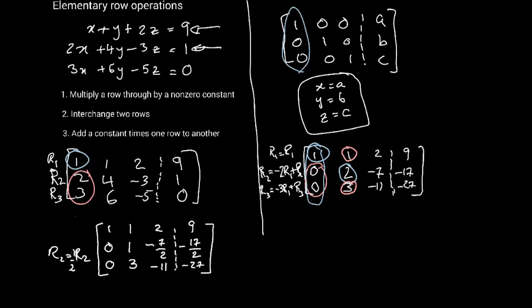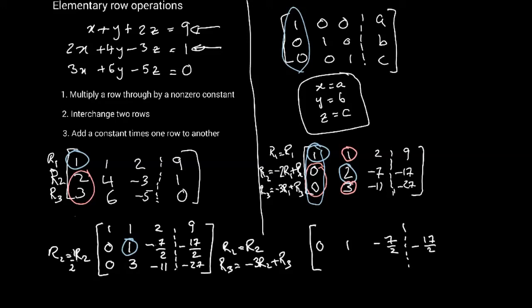So what we want to do is, this is our pivot element here, and we want to get rid of the number above and below. So we'll start with the number below it. That means row 2 will remain as row 2, so row 2 equals row 2. And row 3 equals minus 3 row 2 plus row 3. So let's do that here. This first one remains as it is: 0, 1, minus 7 over 2, minus 17 over 2. Then we will get rid of the 3, so it will become 0, 0, minus a half. This will be minus 1 over 2.